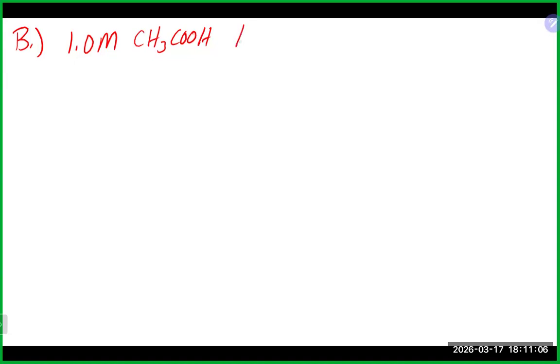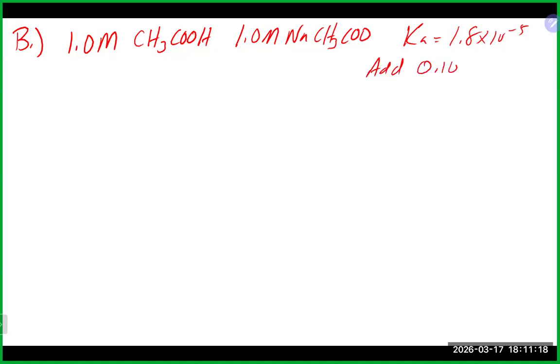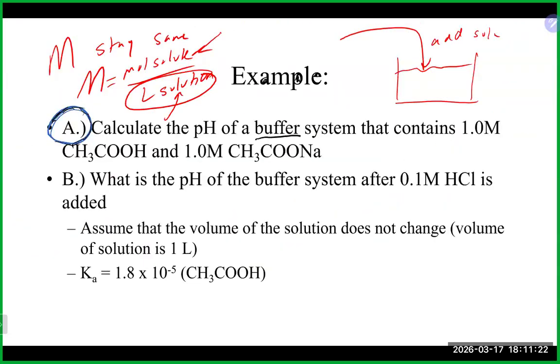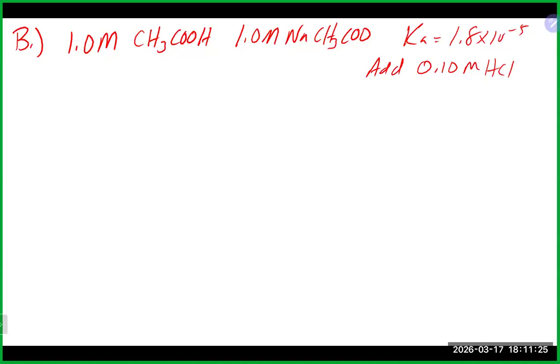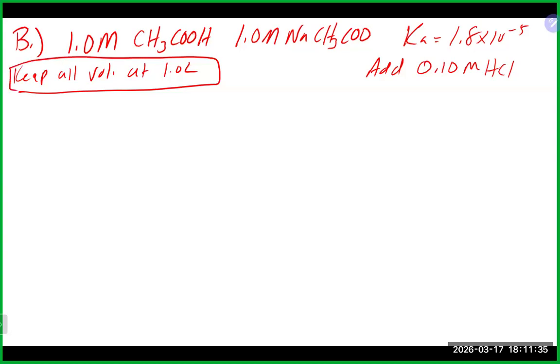We have our 1 molar sodium acetate, and it's still the same Ka value of 1.8 times 10 to the minus 5. But here we're going to add 0.1 molar HCl. Once again, we are going to keep all the volumes in this particular example at 1 liter. That is, again, not always the case.